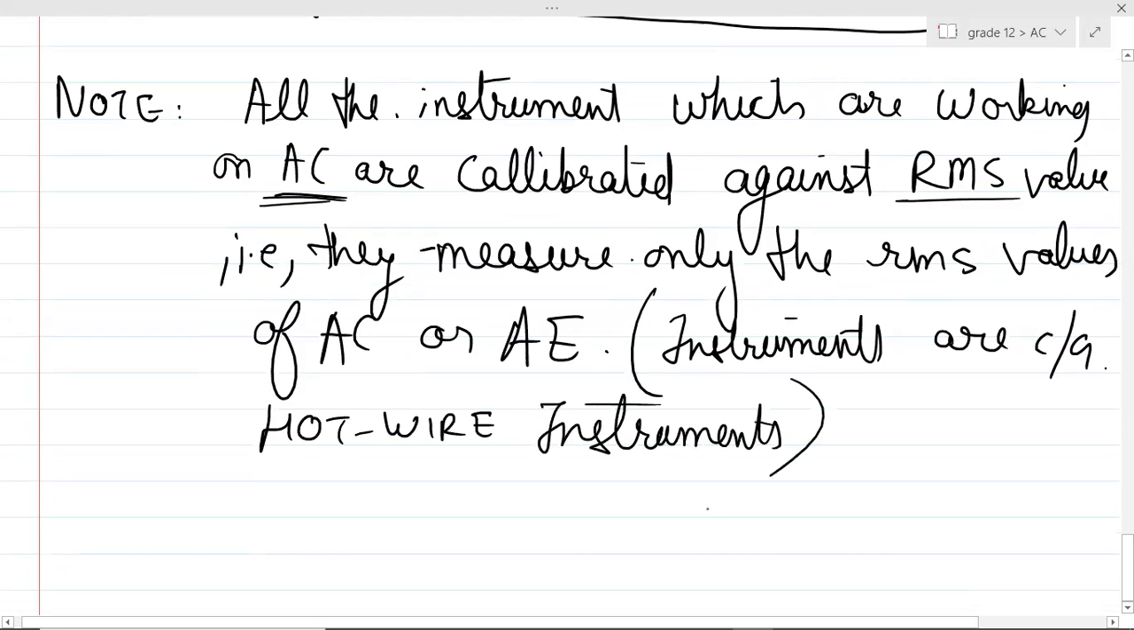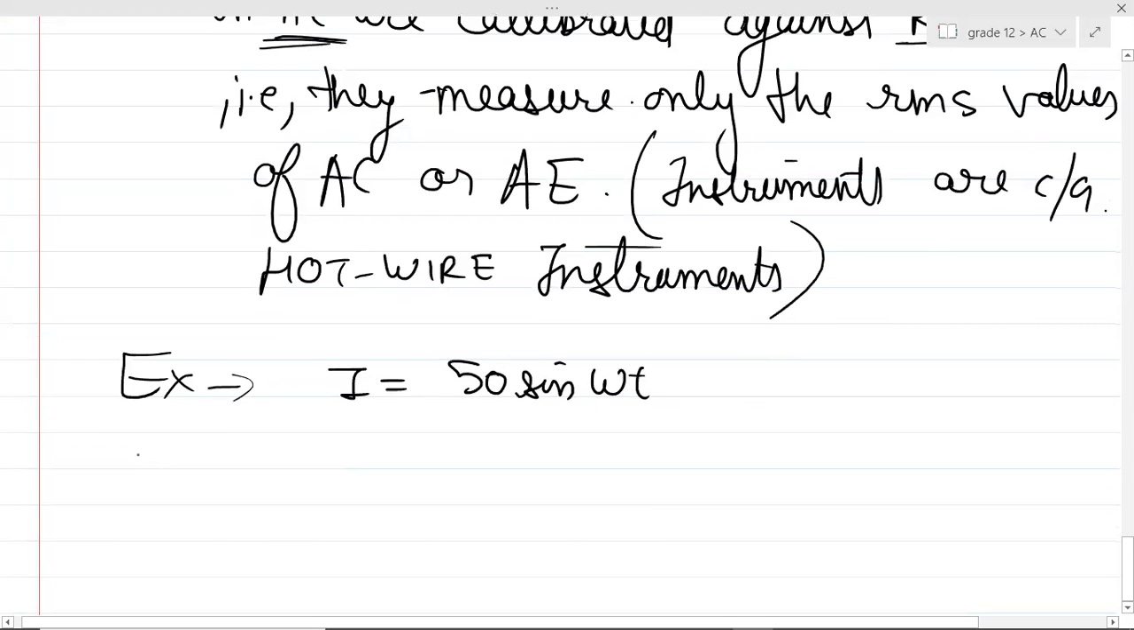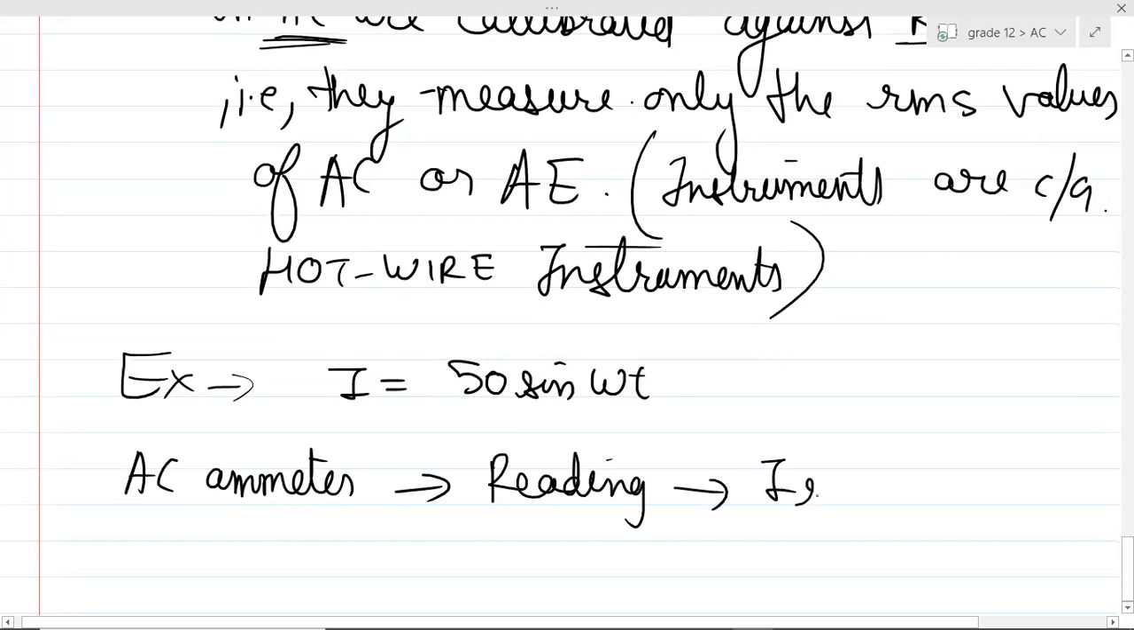These AC instruments are basically called hot wire instruments. Suppose I have a current equal to 50 sine omega t. If you have an AC ammeter, what will be the reading in that AC ammeter? The reading will be I RMS, which is basically 50 divided by root 2.